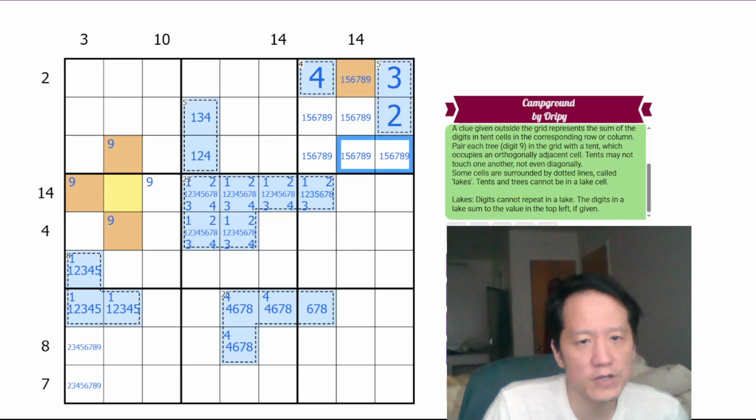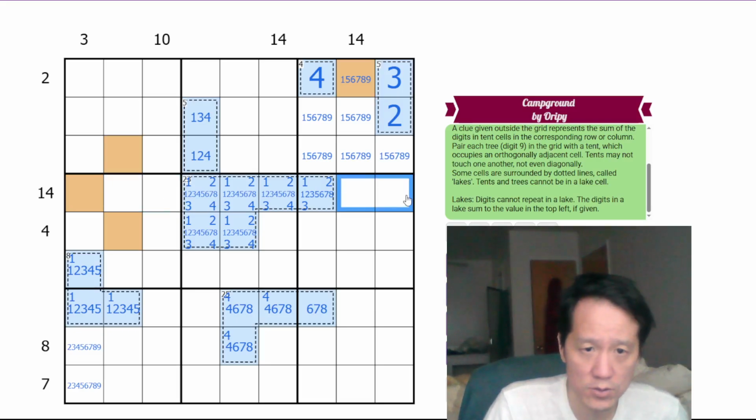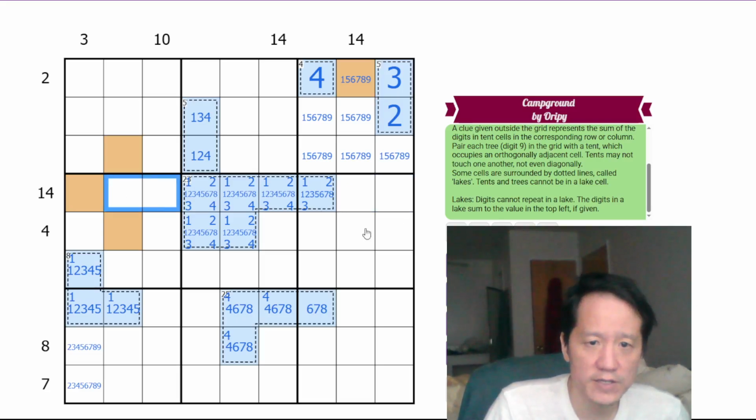Okay, so we know since this can't be a tent, there cannot be 2 tents here. So one of the tents has to be here. One of the tents has to be here, right? Because of that, this can never be a tent, and this can never be a tent. So these are precluded from being tents because one of these two must be a tent. This is precluded from being a tent. Same here.